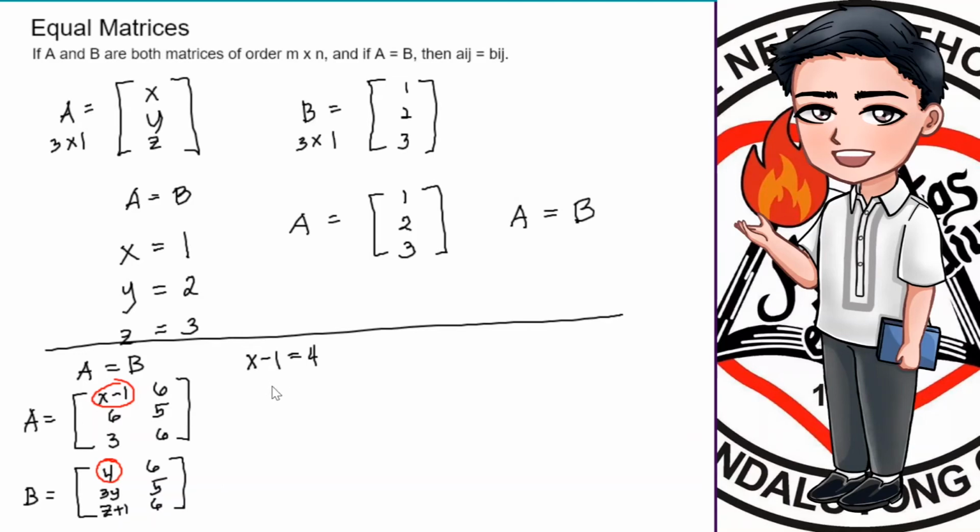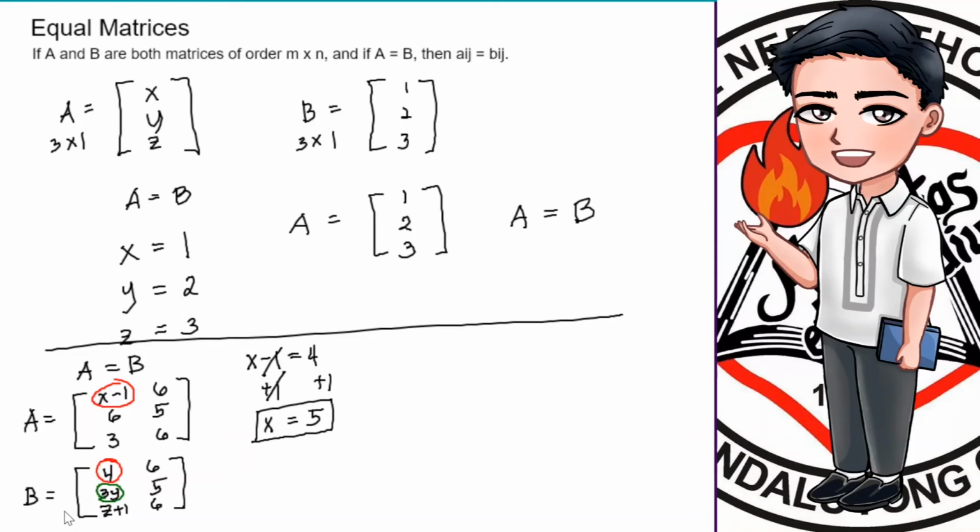To get rid of negative 1 here, we simply add 1 on both sides of our equation. So negative 1 and positive 1 cancel, because it will become 0. So x is equal to 4 plus 1, which is 5. Okay? So the value of our x is 5. How about for y? What is or where is our y? Our y is located in matrix B at row 2, column 1. It's over here. So row 2, column 1.